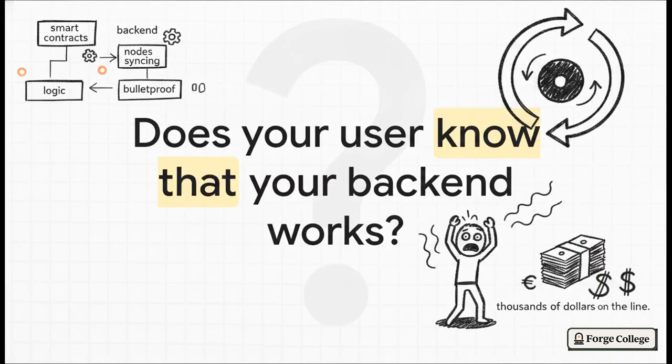Because, let's be totally honest here, your backend might be working flawlessly. The Solana smart contracts are humming along, the nodes are syncing, the logic is absolutely bulletproof. But, does your user know that? Imagine the pure, unadulterated panic a user feels when they click swap. Thousands of dollars are on the line, and the screen just sits there. Did it go through? Did they just lose their life savings? Did it disappear into the digital void? And all this panic happens just because you forgot to add a simple loading spinner. We want to avoid that existential dread at all costs.